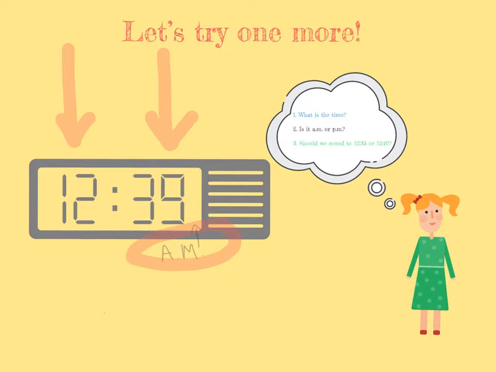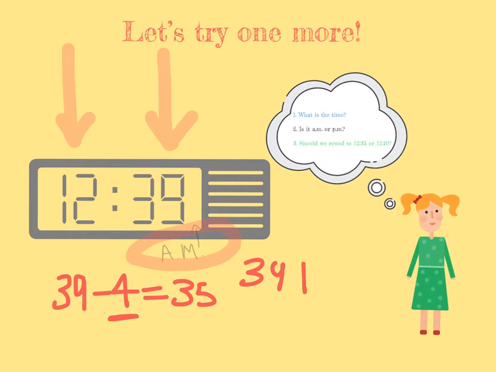So, let's do a few equations to figure out if we should round to 12:35 or 12:40. So, 39 minus 4 equals 35. Therefore, 12:39 is 4 minutes away from 12:35. Now, if we do 39 plus 1, that equals 40. Now we know that 12:39 is only 1 minute away from 12:40. Therefore, we should round 12:39 a.m. to 12:40 a.m. because it is only 1 minute away.